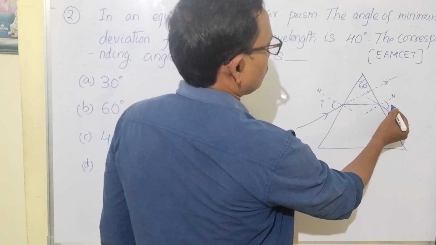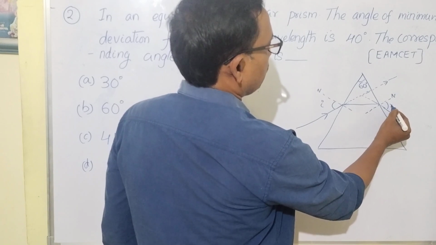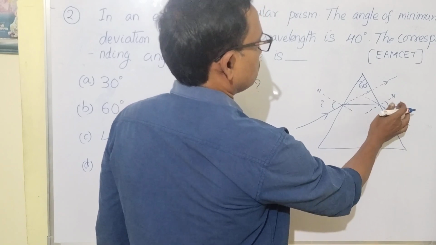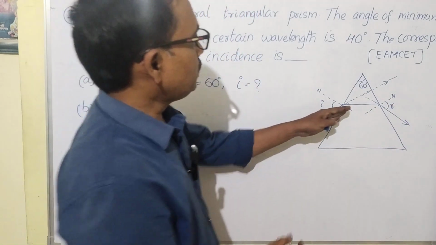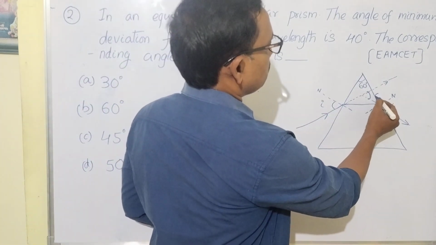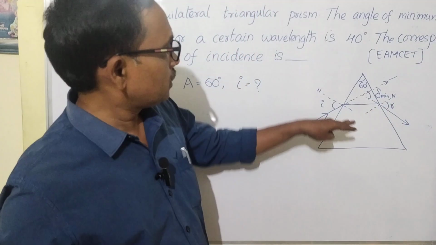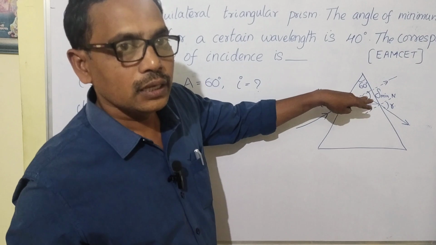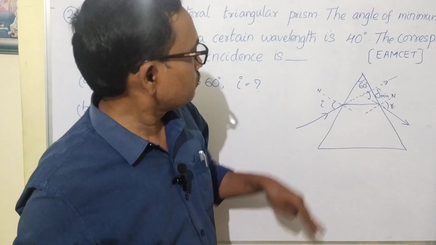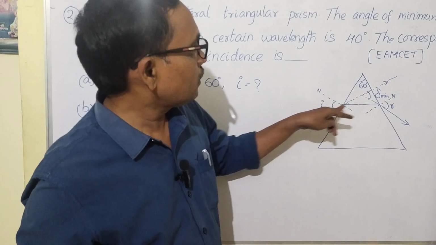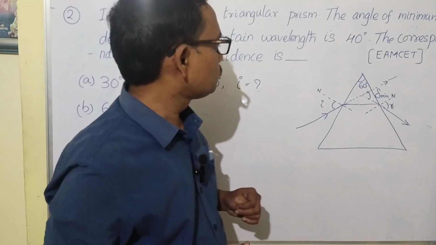This is the emergent angle R. So this is called minimum deviation. At minimum deviation, the refracted ray is parallel to the base of the prism, and also the angles I and R are both equal.